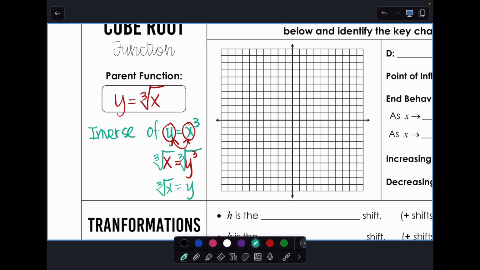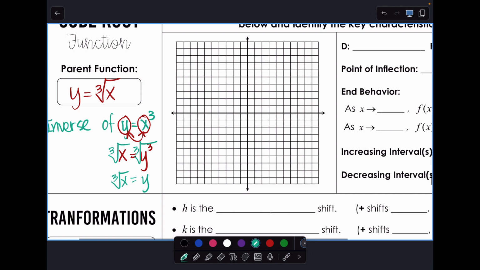Yeah, if you wanted to inverse the cube root function, you would swap x and y and then solve for y. And then it would take you back to y equals x cubed if you did that, okay? All right, so let's graph this one, okay?